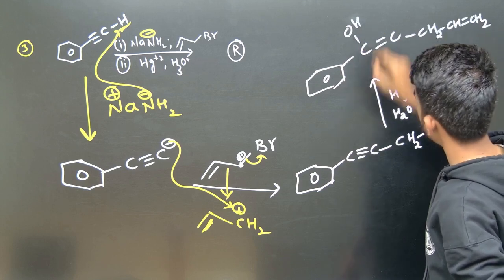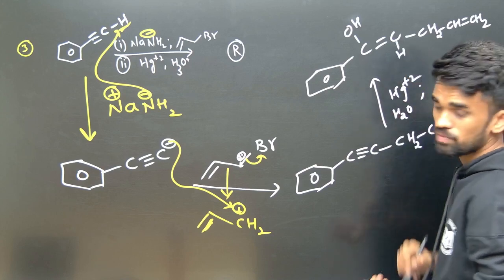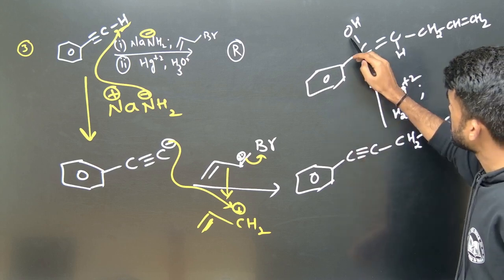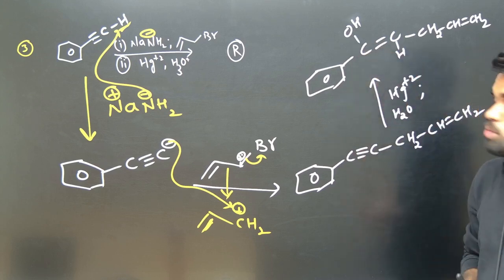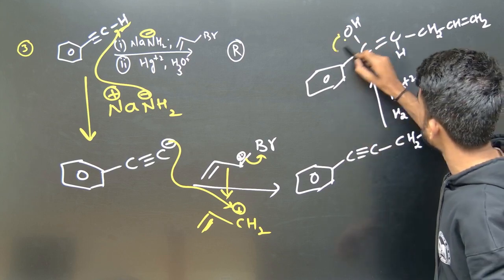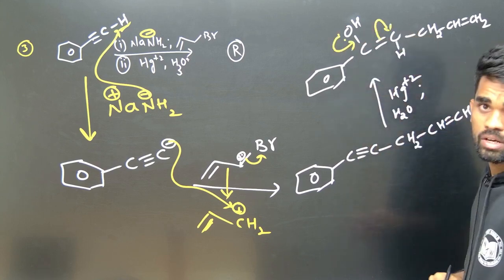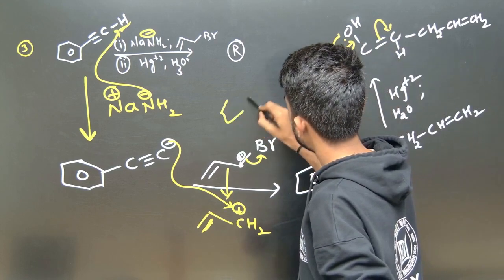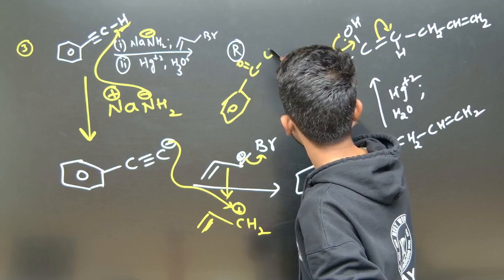Here is the OH group, so to this one hydrogen will be attached. Now see what happens: we have an alcohol and a double bond here. Keto-enol tautomerism, you know now, takes place here. Like this, and this will go here. So finally we are getting a carbonyl group like this. The product is something like this.